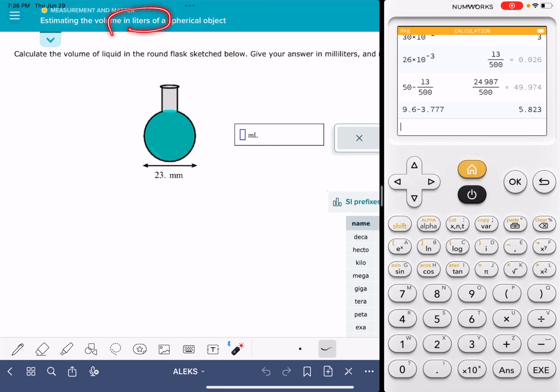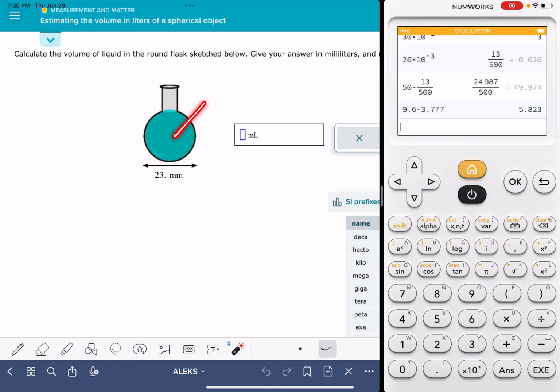It might be asking you to perform your calculation to calculate liters, but it also could be asking you for a derivative of a liter, like a milliliter or a deciliter or a centiliter or a kiloliter or something like that. So this object that we have here is a spherical piece of glassware. This area that's shaded in blue is a sphere.